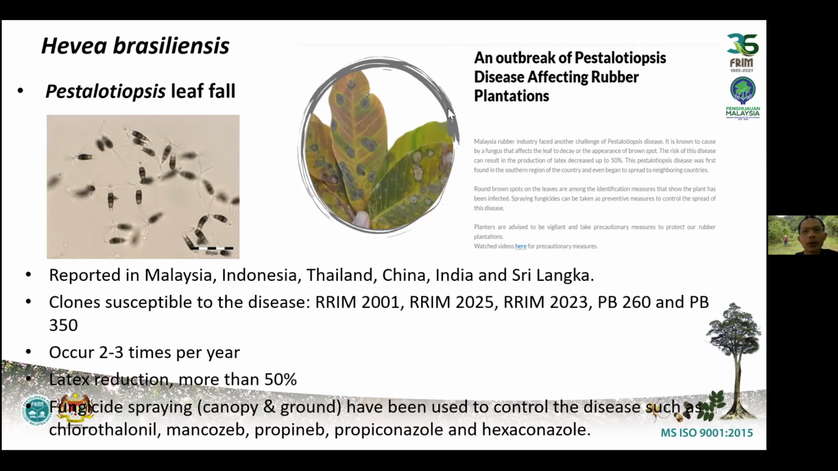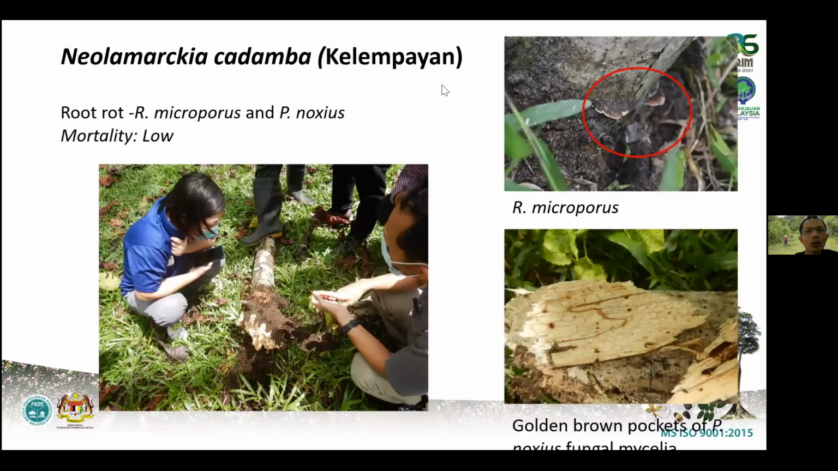Okay, this is a very minor disease that we found on Neolamarckia cadamba, or locally known as kelempayan. We found root rot caused by Rigidoporus microporus and Phellinus noxius. So far, the incidence is very low, but it can kill the tree. During the survey, we found that fewer than five trees were affected and killed by this pathogen. So this is the fruiting body of Rigidoporus microporus, and this is a sign of Phellinus noxius present in wood.